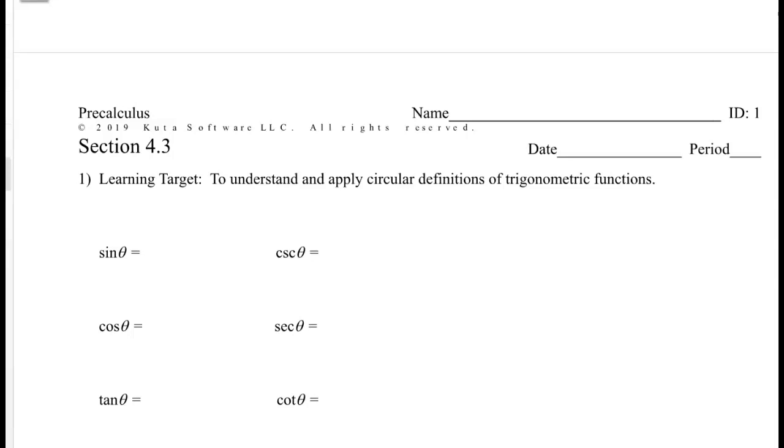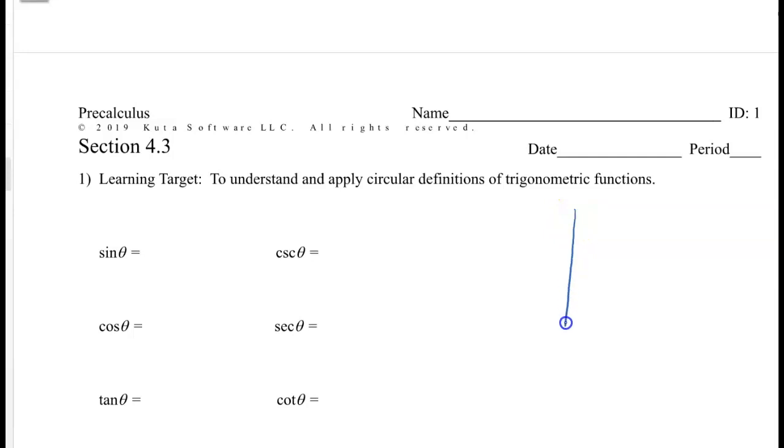Guzzato. Today's learning target is to understand and apply the circular definitions of trig. So you may know the unit circle, and you know that the sine refers to the y value, the cosine refers to the x value, and the tangent is the y value over the x value. And then the cosecant, secant, and cotangent are the reciprocals of sine, cosine, and tangent, respectively.